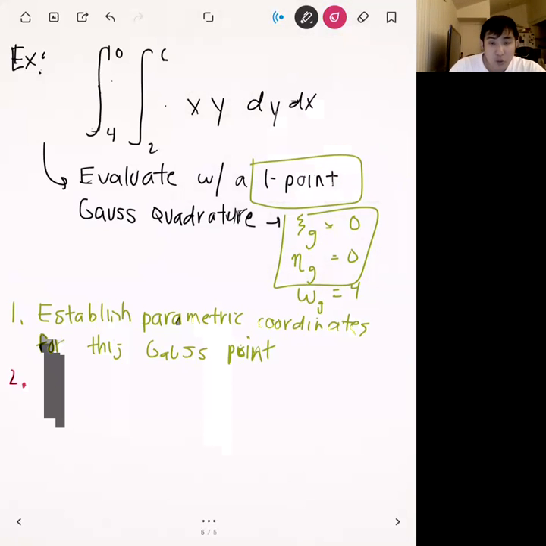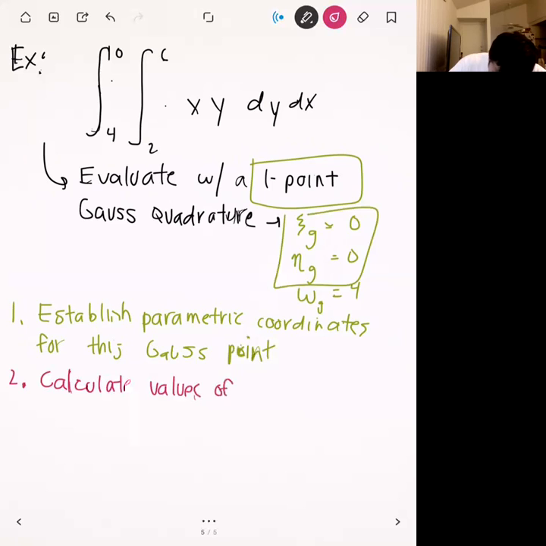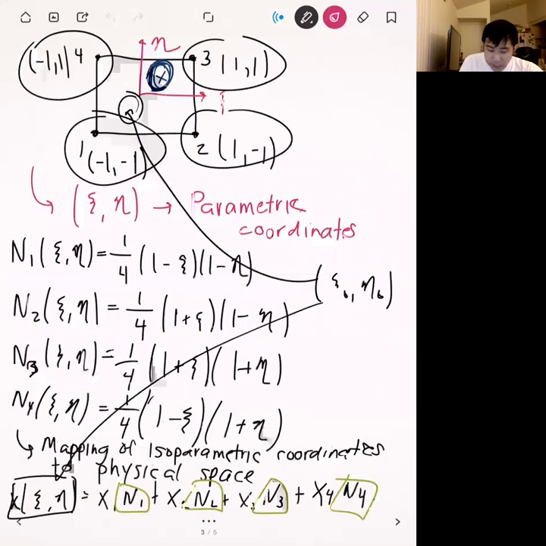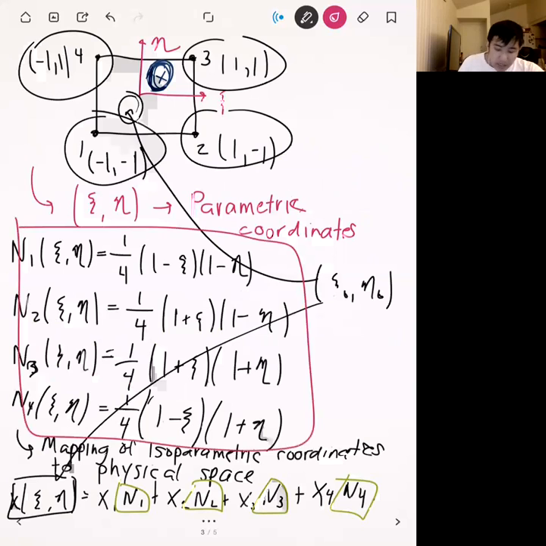Step 2, we want to calculate the values of the shape functions at this point. We're going to take our expressions for the shape functions, which we have on this page right here, and evaluate each of them at xi equal to 0 and eta equal to 0. So we're going to have 4 functions.